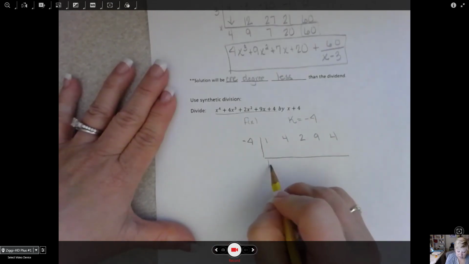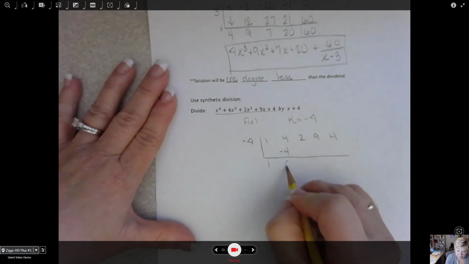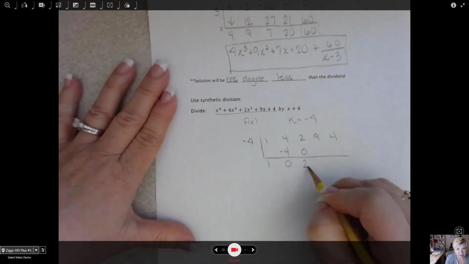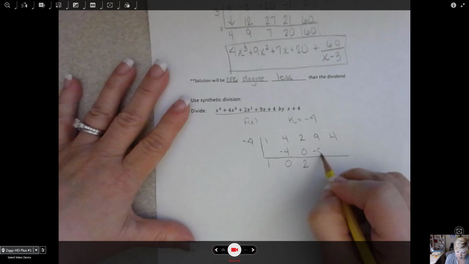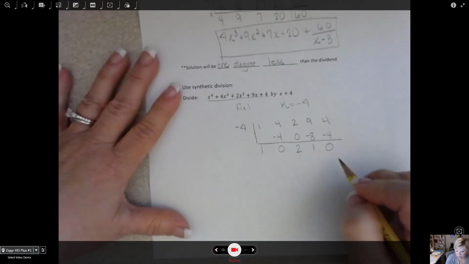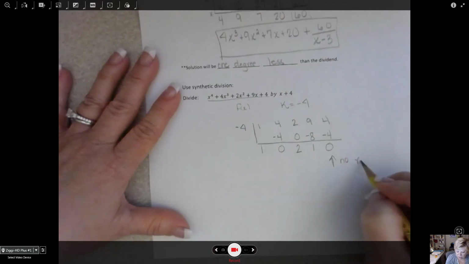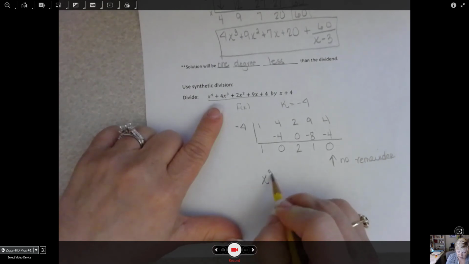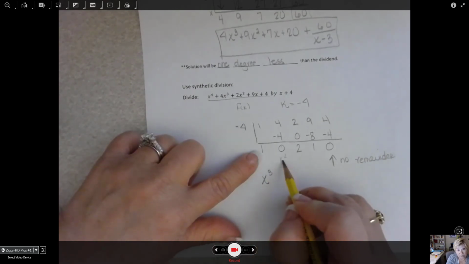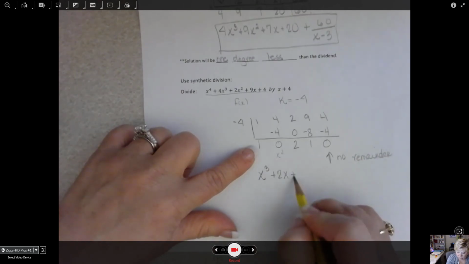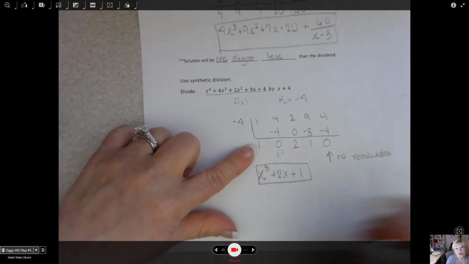Bring down. 1 times negative 4 is negative 4. Add. 0 times negative 4 is 0. Add. 2 times negative 4 is negative 8. Add. And 1 times negative 4 is negative 4. Add. So in this particular case, we have no remainder. Or 0 is the remainder, right? So to write our quotient, x cubed, x squared is 0, so we don't have to write that, plus 2x plus 1. And that is our quotient.